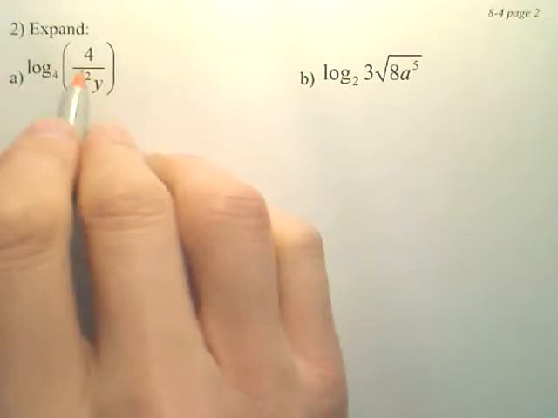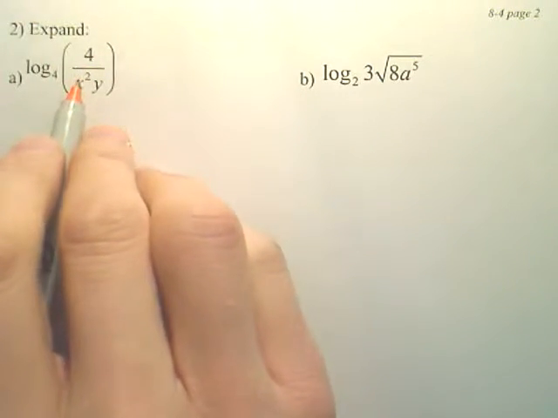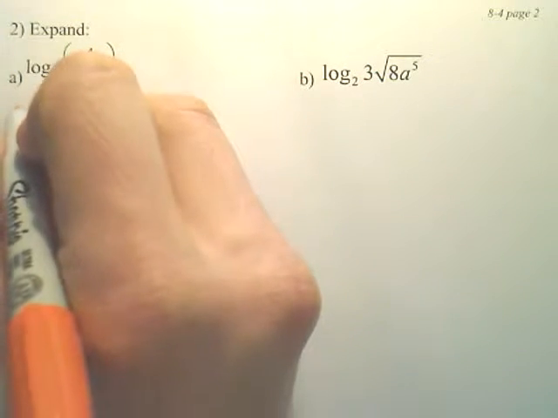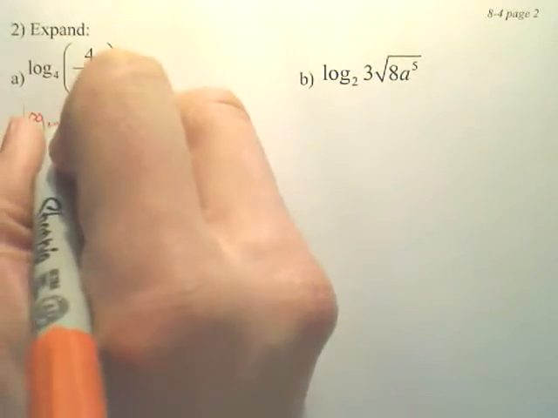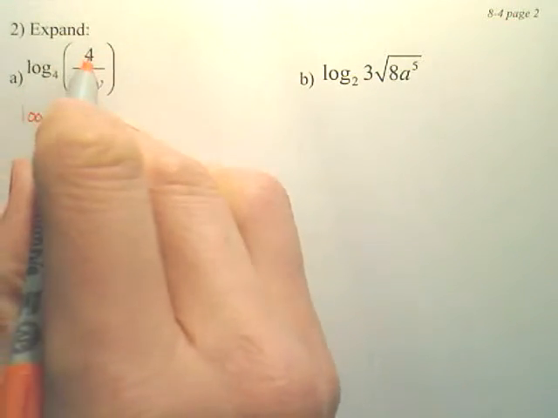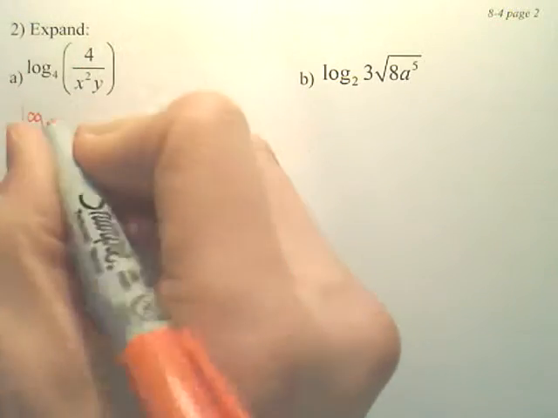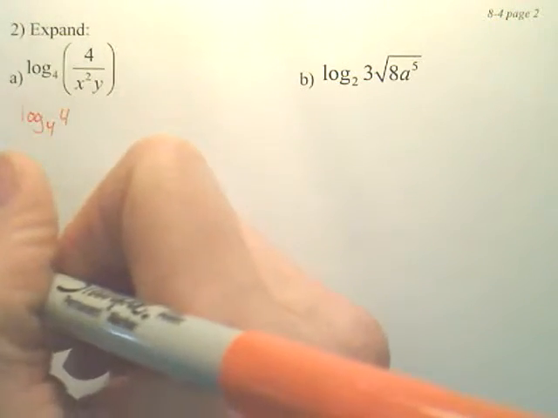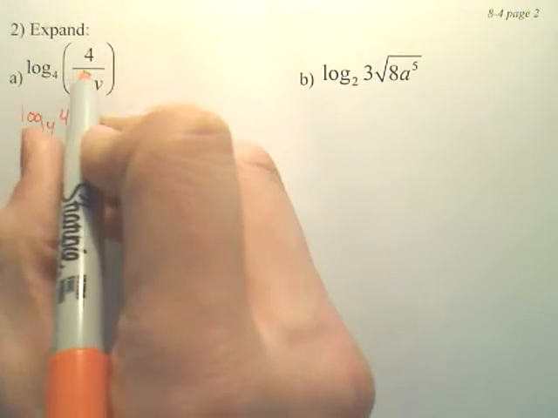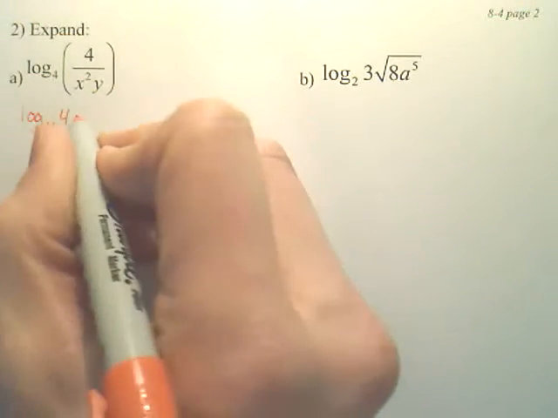Okie dokie, guys, we're going to expand this. In order to expand, you have to keep the same base. So it's going to be log base 4, and you have a 4 here. So log base 4, 4. Then you have divide. Divide is minus, so you can have a minus.